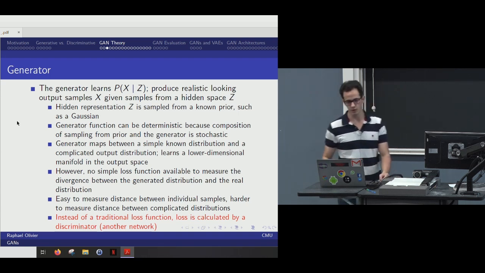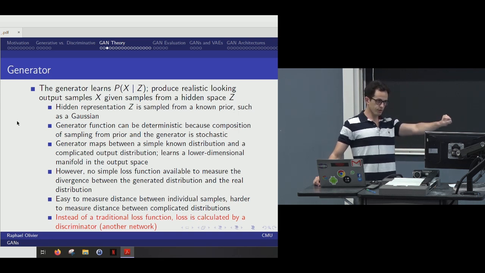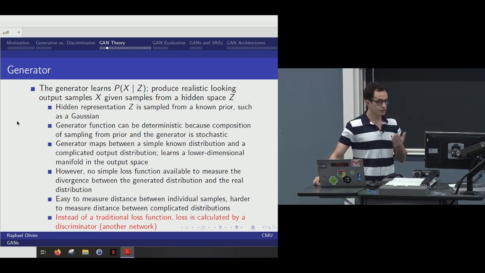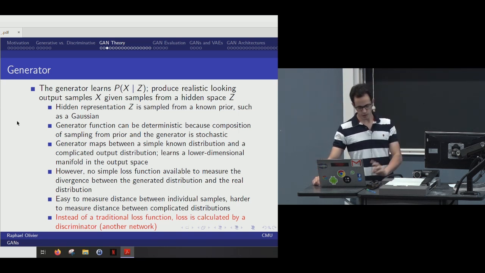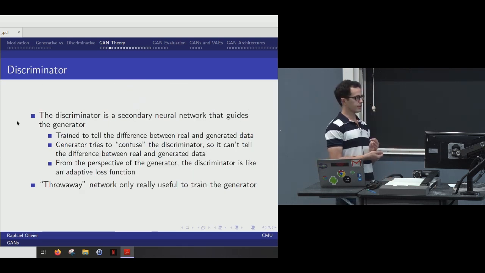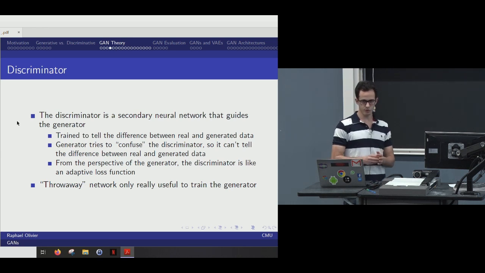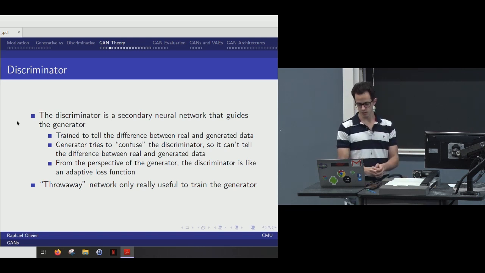You want to learn the distribution. So what you're trying to do is compare one distribution with another, and you don't have any traditional loss function to do that. So that's where the second network comes in, called the discriminator. The discriminator is a classification network whose job is to distinguish between generated images and real images.